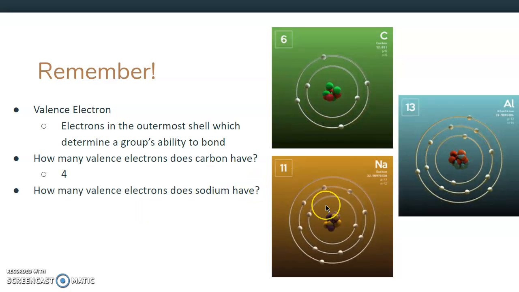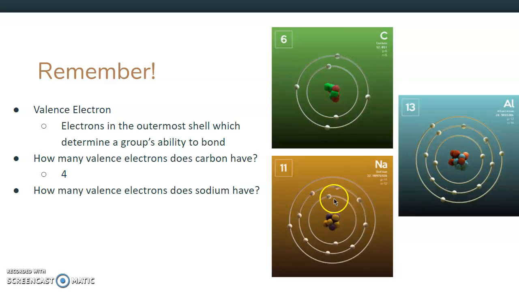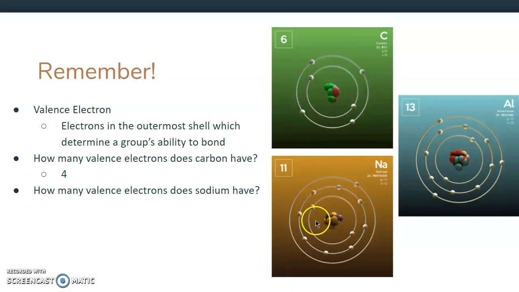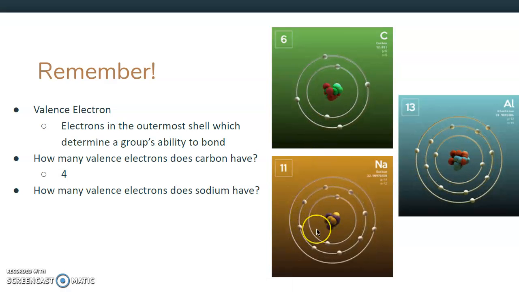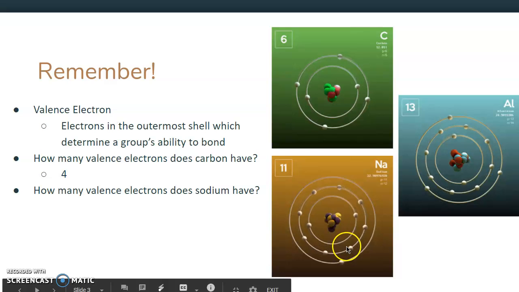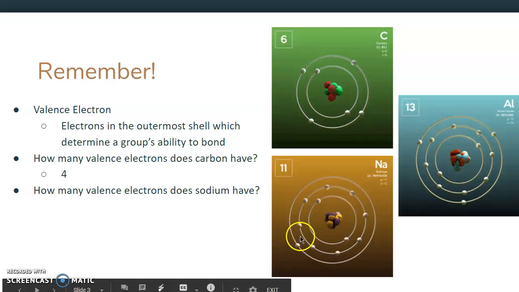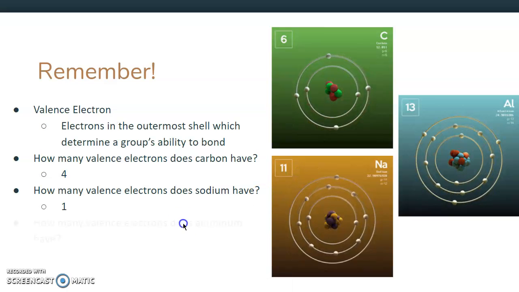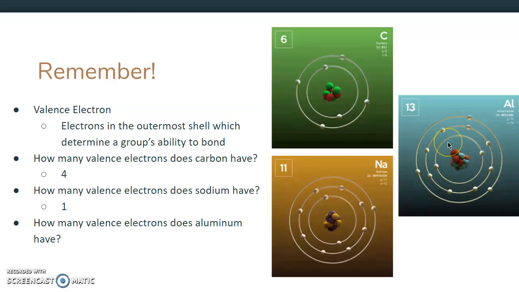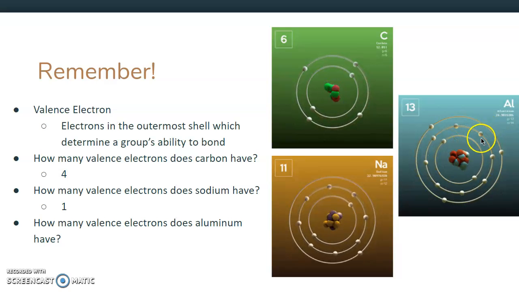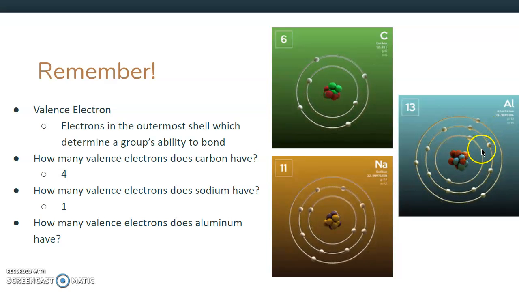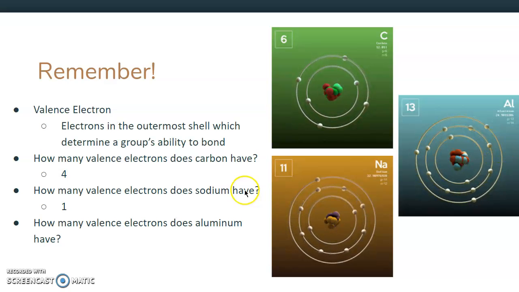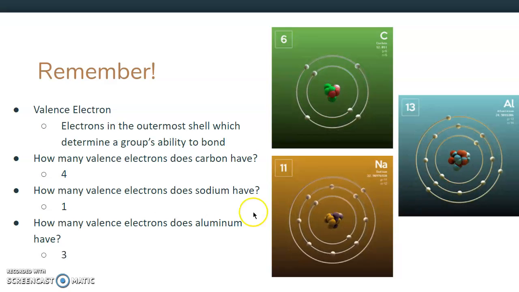Now let's look at sodium. We can see our innermost shell has 2 electrons, just like carbon does. And then we have another inner shell of 8. I'm counting 8 electrons. And then our outermost, our valence electrons, would only be 1 valence electron. And now let's look at aluminum. So aluminum, we can see our first shell has 2, our second shell has 8, and our third shell has 3 valence electrons.